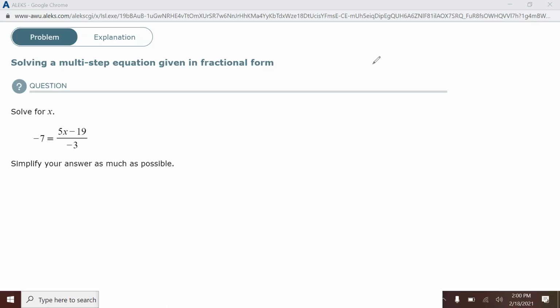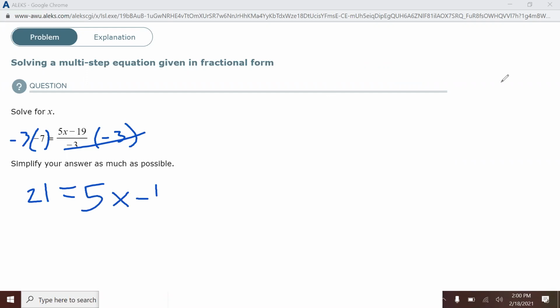On a problem like this one, the way to get started is to first get rid of the fraction, and that would be to multiply both sides by that denominator so that they'll cancel. So on the left side, I get 21, and on the right side, 5x minus 19.